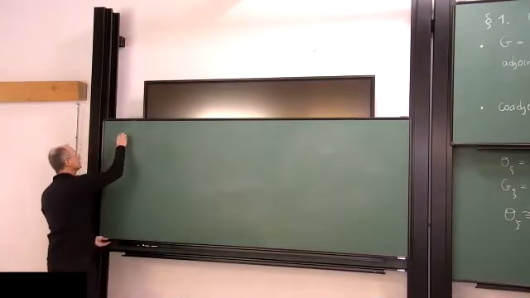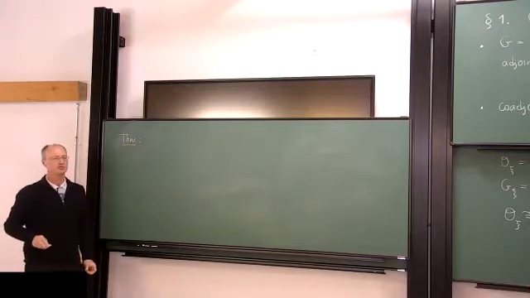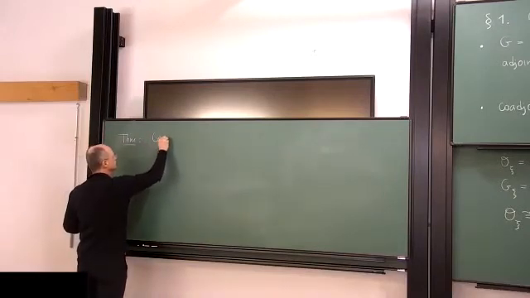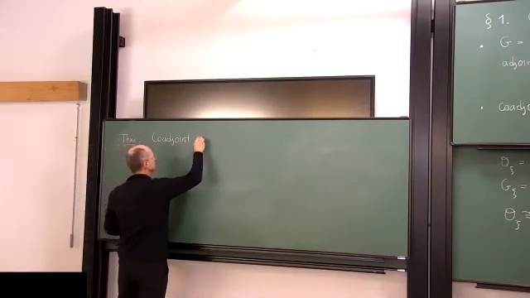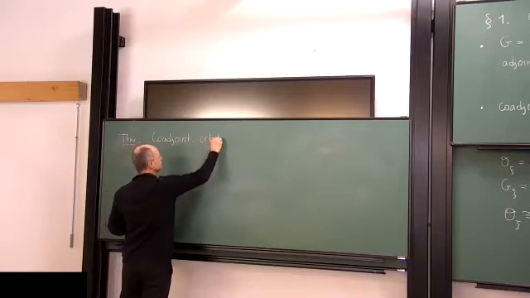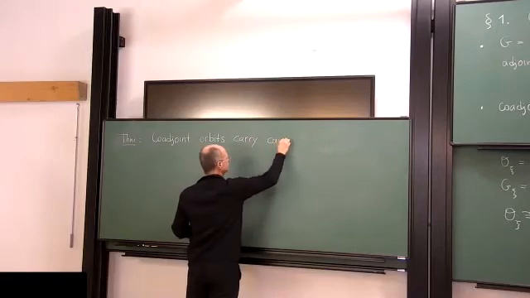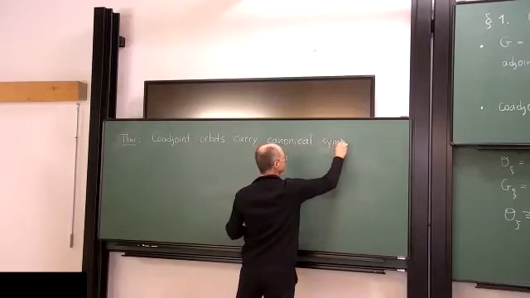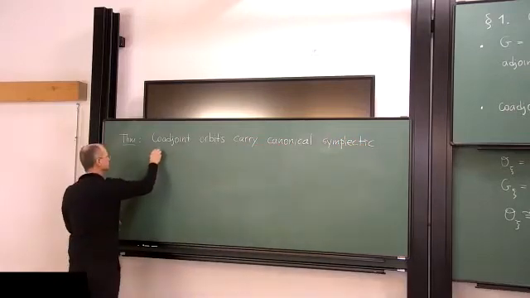Good. So the theorem. In the mini course, I don't plan to prove that many things, but I thought I should start by proving at least something. So the big classical theorem: coadjoint orbits carry canonical symplectic structures.